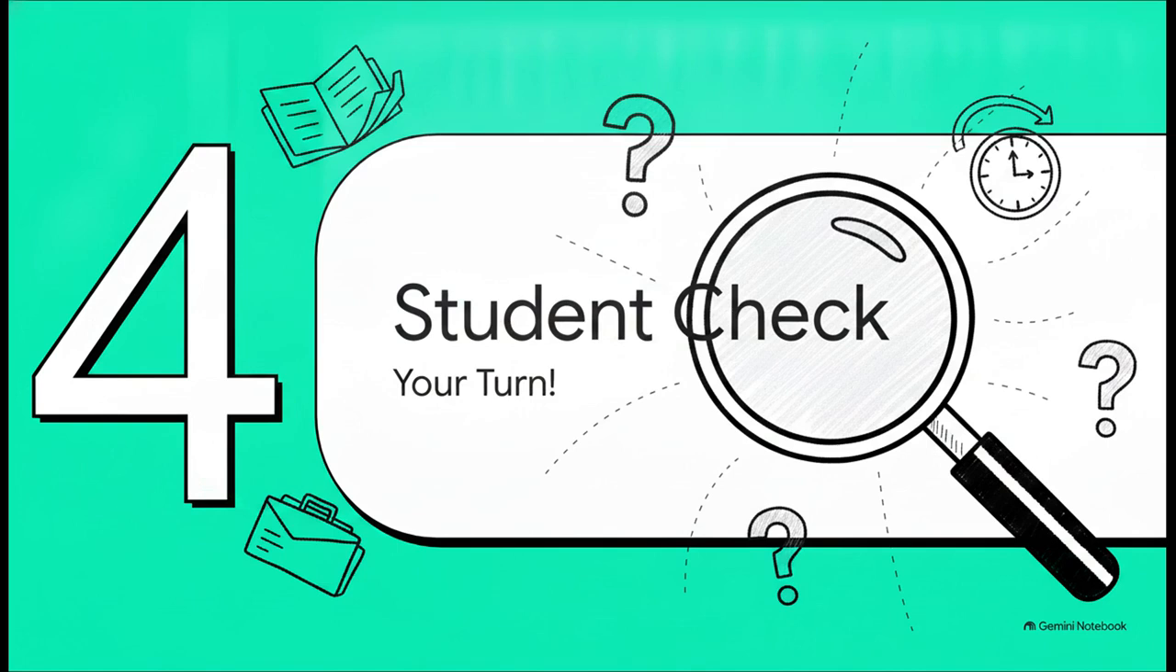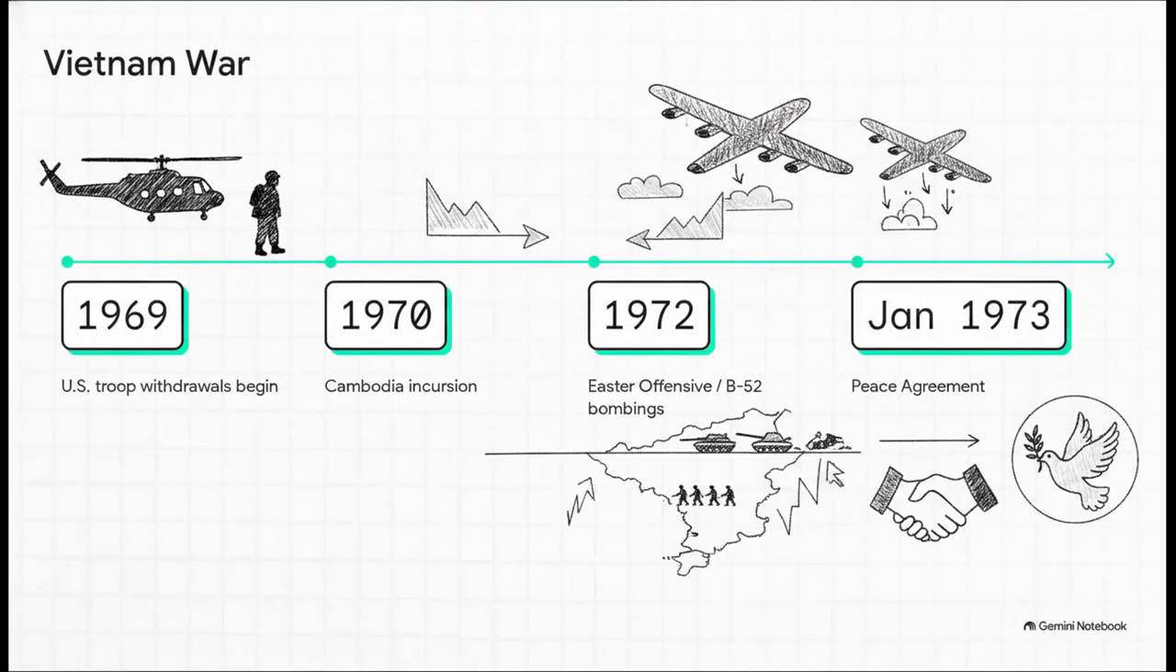Section 4. Student check. Your turn to investigate. Okay, notice this complex flow of events on the timeline for the end of the Vietnam War. In 1969, U.S. troop withdrawals begin. But then, in 1970, there's a major incursion into Cambodia. By 1972, the U.S. responds to the North Vietnamese Easter Offensive with massive B-52 bombings. And finally, in January 1973, a peace agreement is signed.